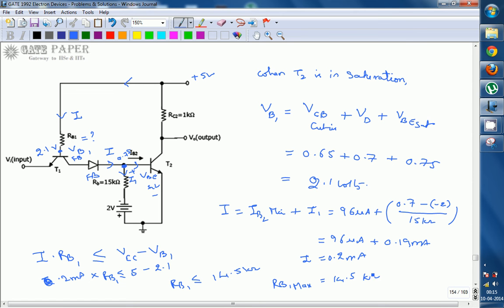If you choose the maximum value of RB1 as 14.5 kilo ohms, at that time you are going to get VB1 as 2.1. If you choose lesser than that, VB1 will be greater than 2.1 volts. That is sufficient. So the maximum permissible value of RB1 is 14.5 kilo ohms. Now the third bit, worst case high input and worst case low input, such that T2 will be either in saturation or in cutoff. That we are going to check now.